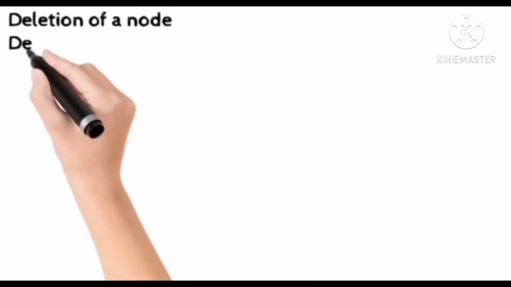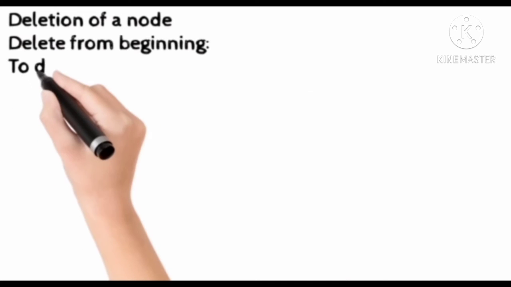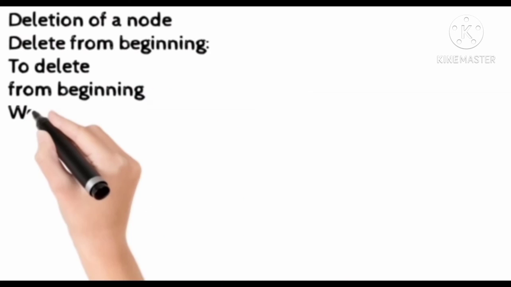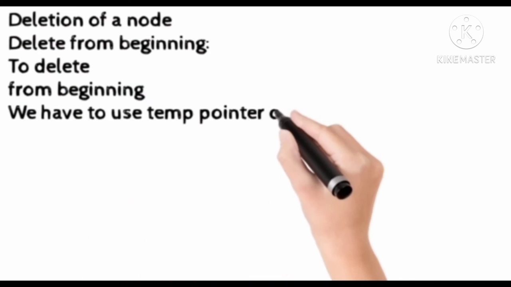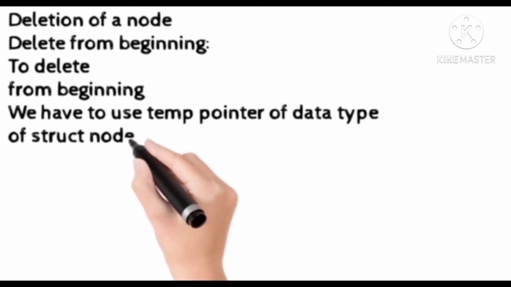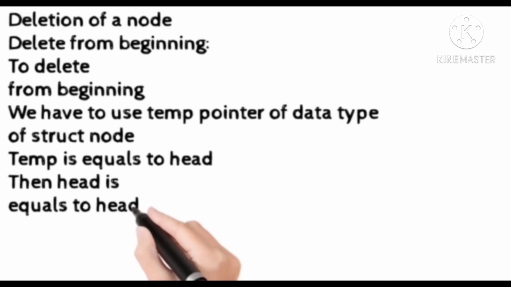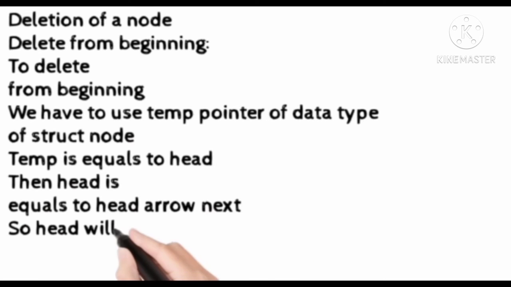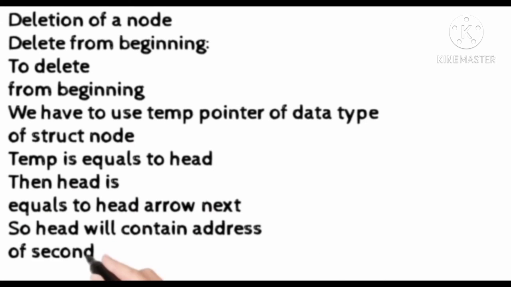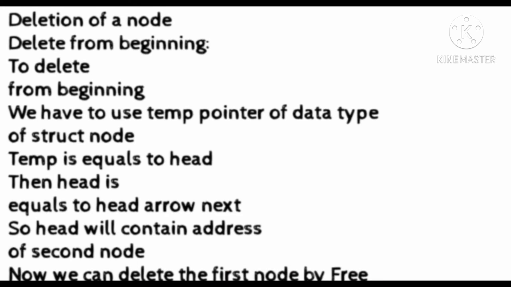Deletion of a node. Delete from beginning. To delete from beginning, we have to use a temp pointer of data type struct node. Temp is equal to head. Then head is equal to head->next. So head will contain the address of the second node. Now we can delete the first node by free(temp). So now the first node of the actual linked list is deleted.